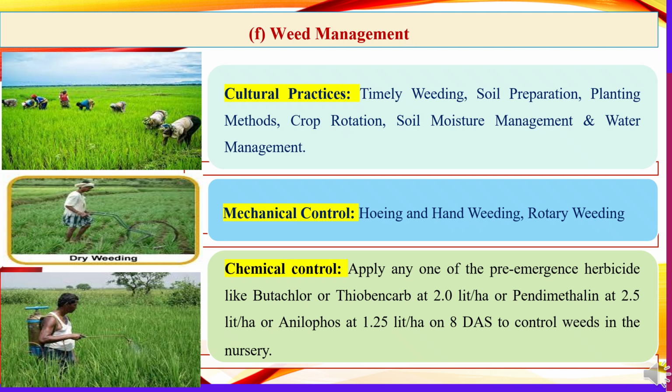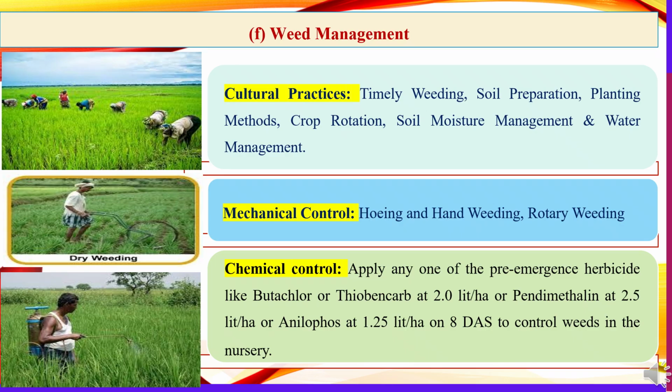2. Mechanical control. These methods physically remove or damage weeds. Hoeing and hand weeding. Manual removal of weeds using a hoe or by hand, especially effective in small fields and where labor is available. Rotary weeding. Use of rotary weeders between rows in line-planted fields. This method also aerates the soil and improves root growth.